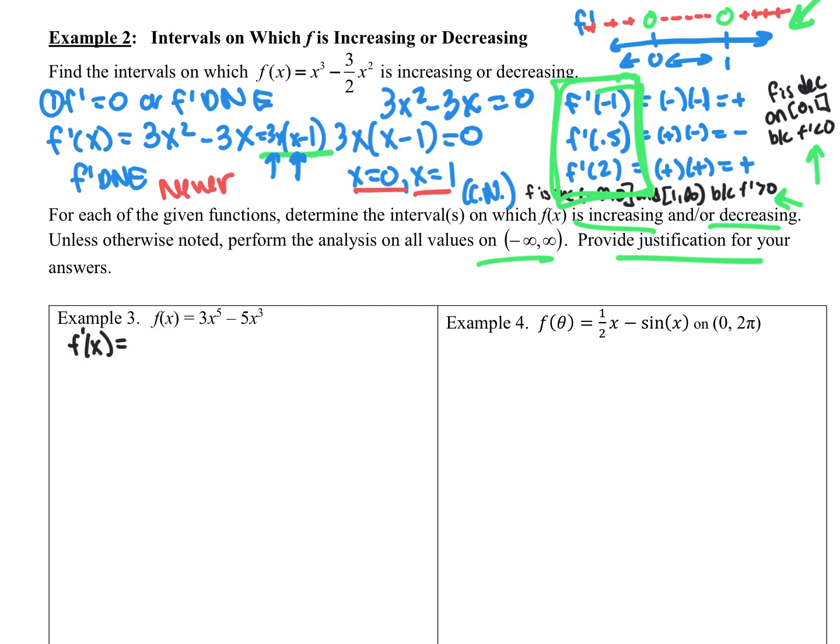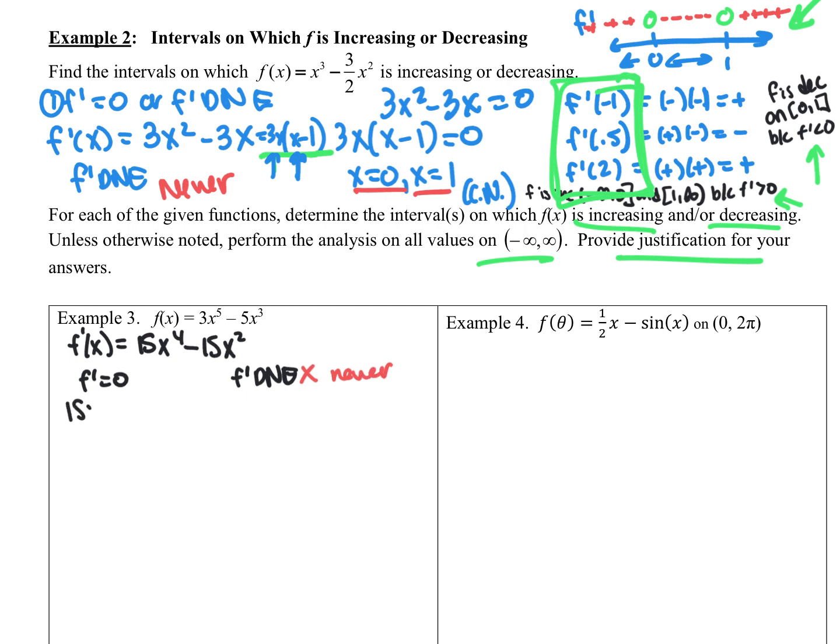So we need f prime of x. So it'll be 15x to the 4th minus 15x squared. And we want to know where f prime equals 0 and where f prime does not exist. Well, this guy exists everywhere. It's a polynomial, so we don't have to worry about that at all. It's never. And so now we just need to find where f prime equals 0.